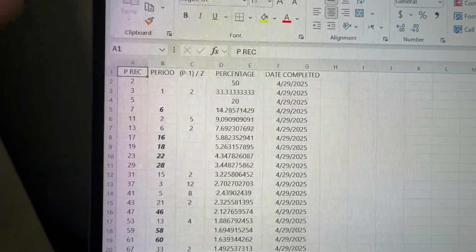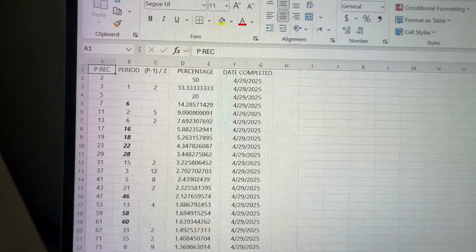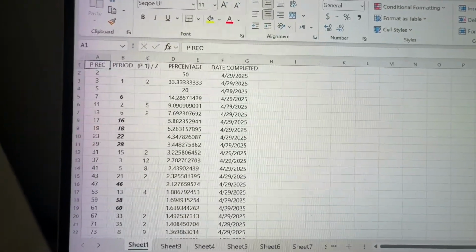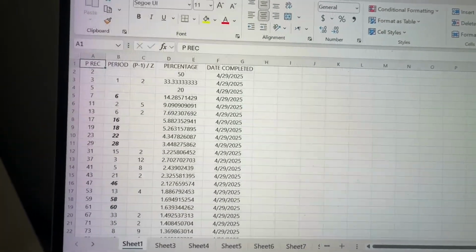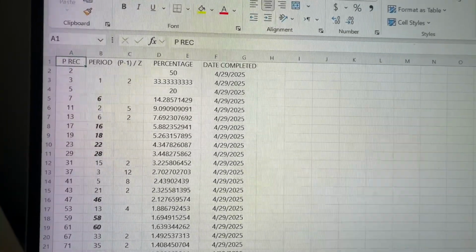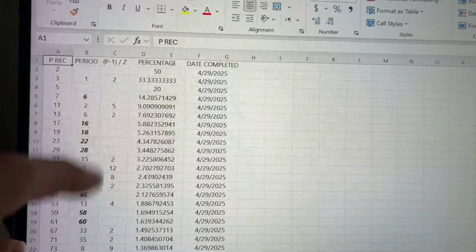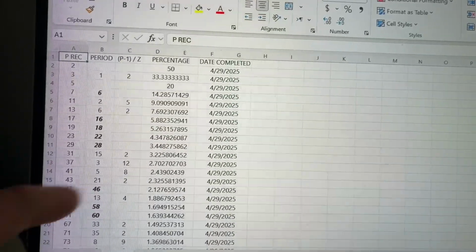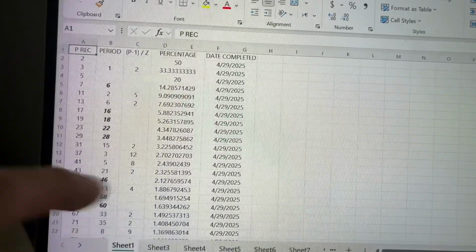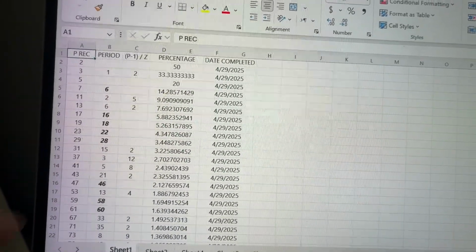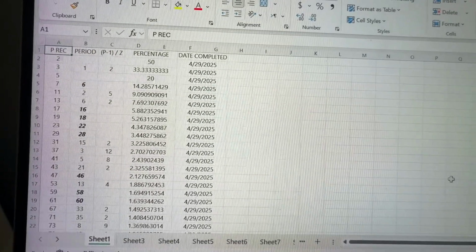You can see on the left side, those are the primes. That's the period. In many cases, it appears to be p minus 1. And in the case that it isn't, then those are numbers that indicate p minus 1 over z, the percentage, and the date that I calculated it. And I'm going to be doing it for some sort of a project. It's been just 1 month since I started working on this.